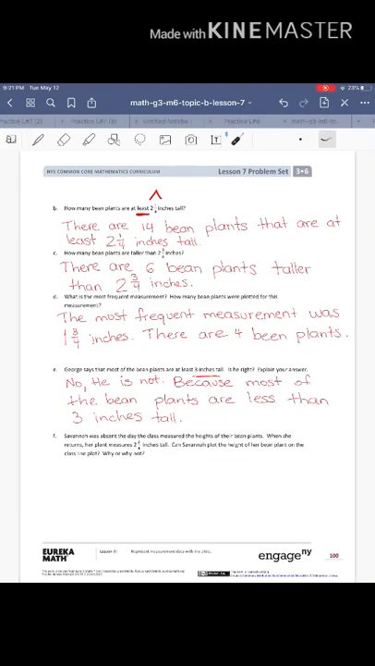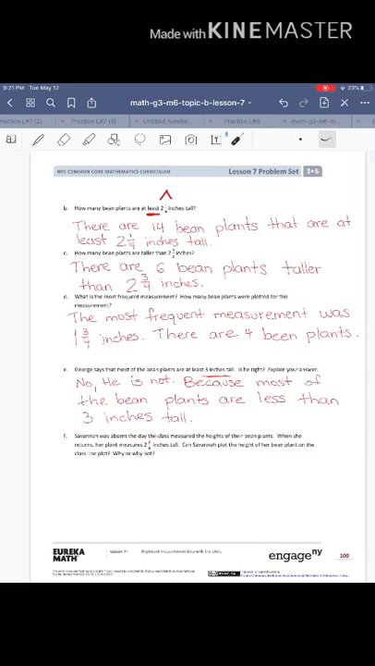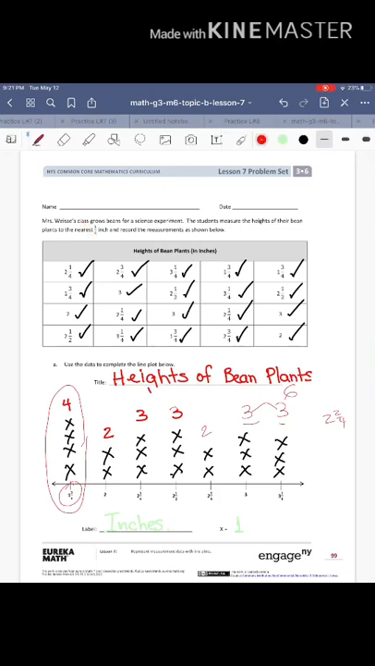Okay, and the last one says, letter F. Savannah was absent the day the class measured the heights of their bean plants. When she returns, her plant measures 2 and 2/4 inches tall. Can Savannah plot the height of her bean plant on the class line plot? Why or why not? Okay, so this is the measure of her plant. Let's see where can we put it on the number line. Okay, so this is the measure that she has. I just wrote it down there so I can remember.